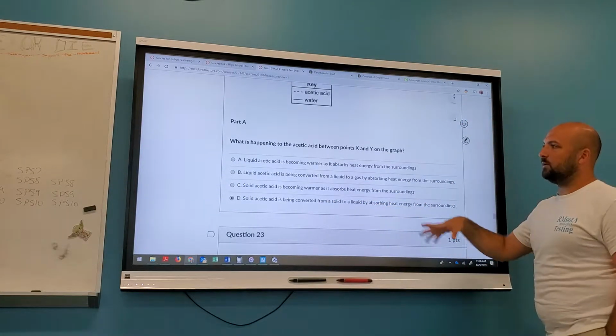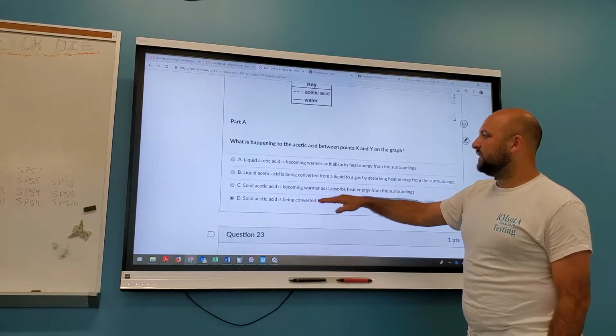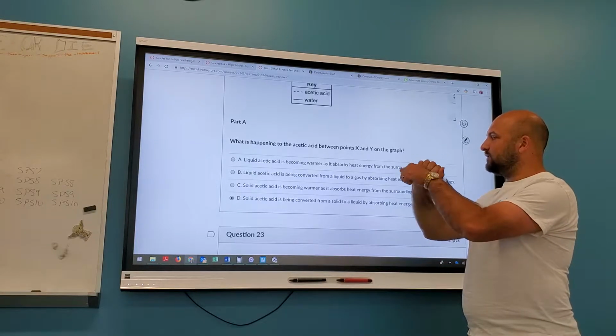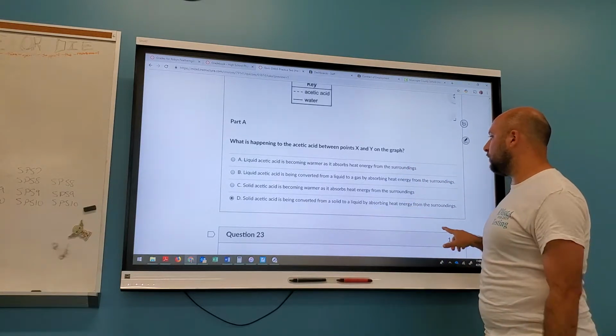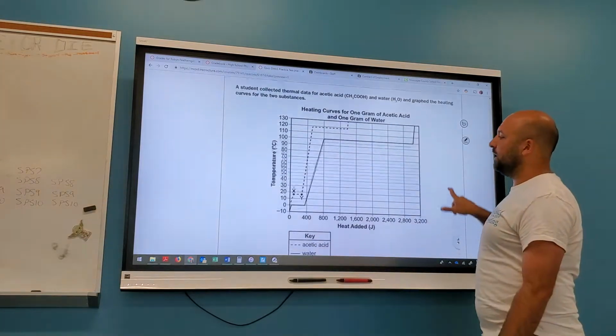So A and B are your two trash answers. It's not starting in a liquid. But for C and D, you got to choose between them. Well, the solid is not going faster and faster and faster. It's actually starting to transform into a liquid there. Okay? For question 23. All right, same thing.